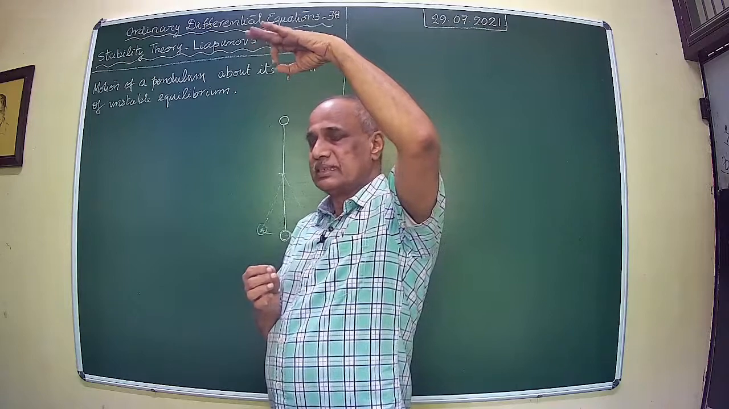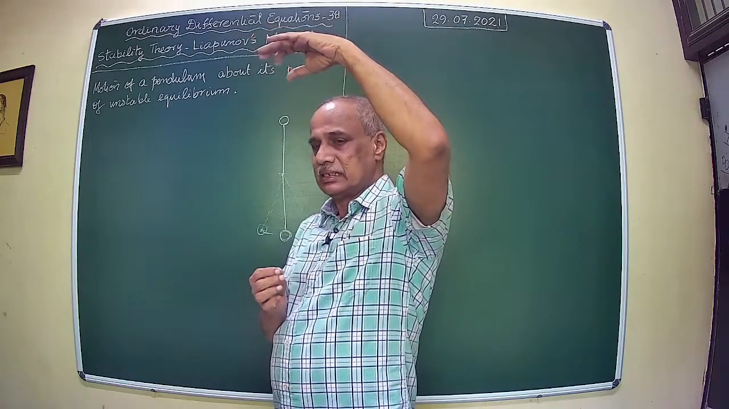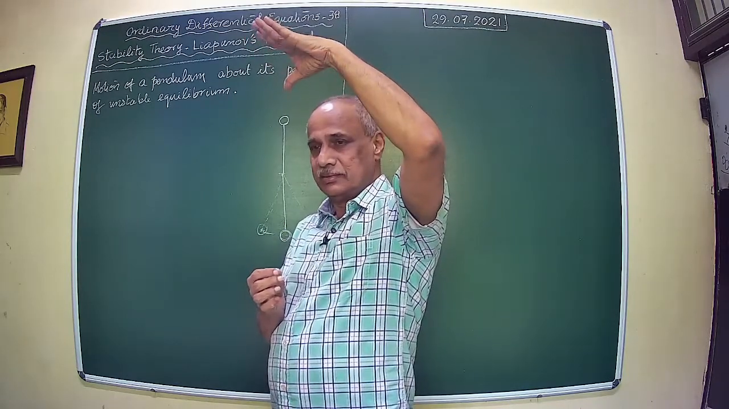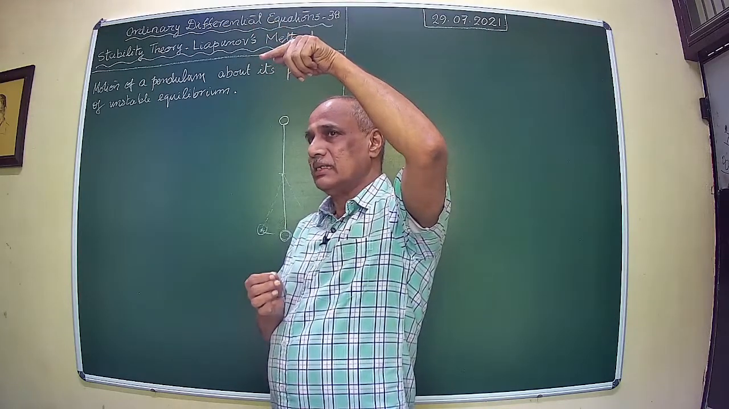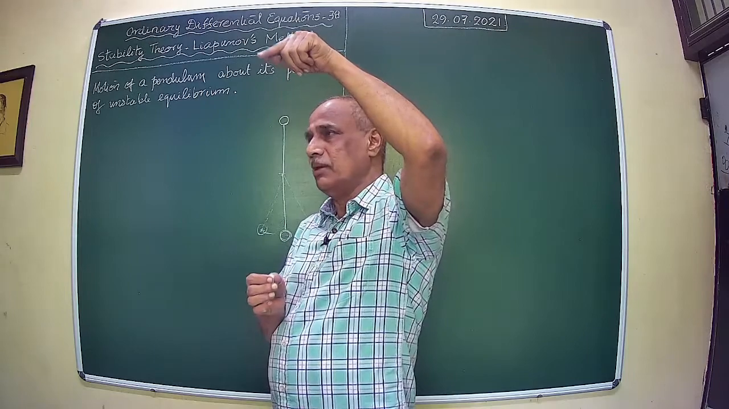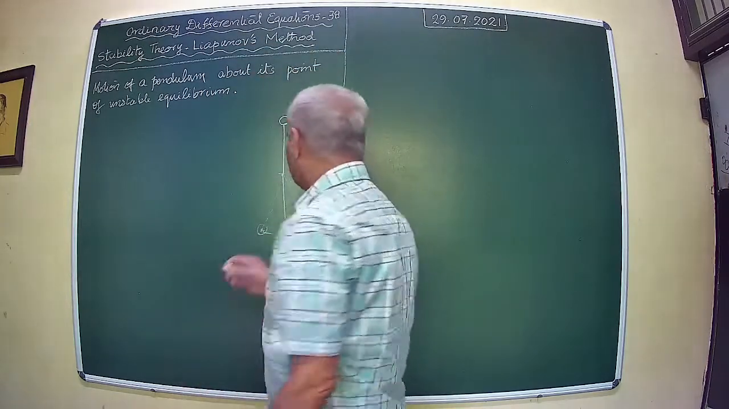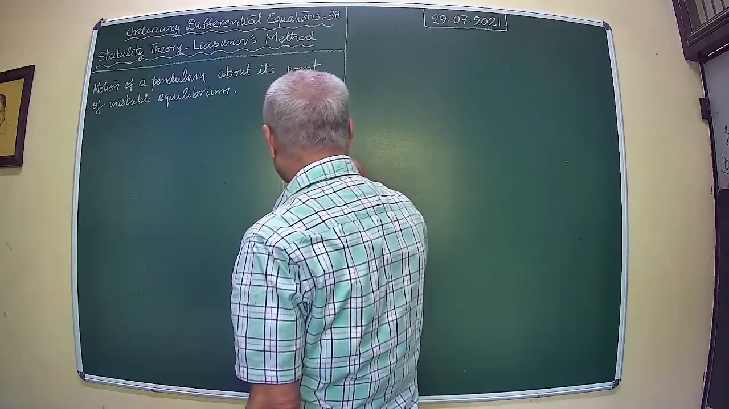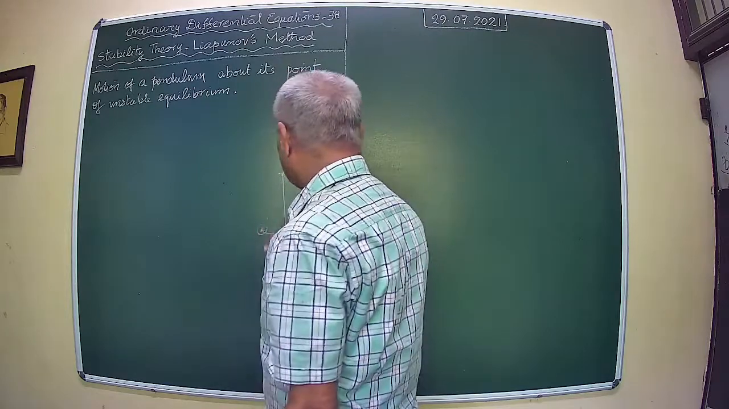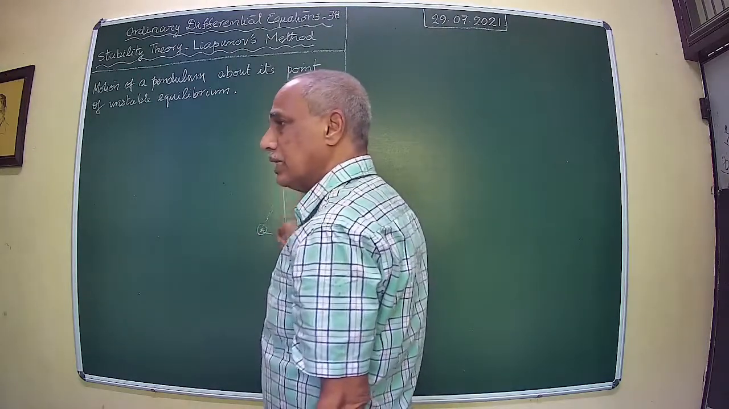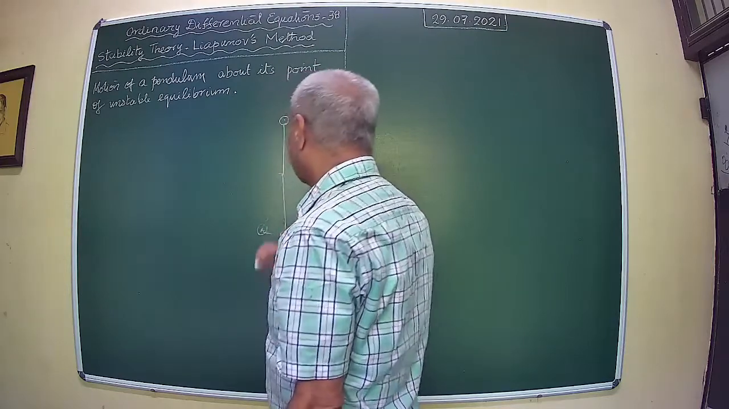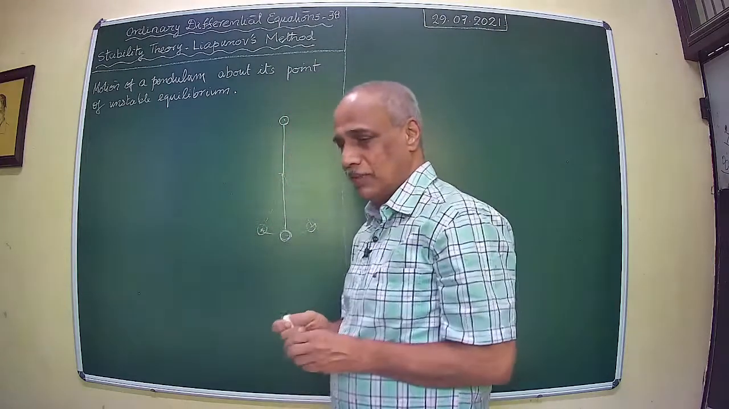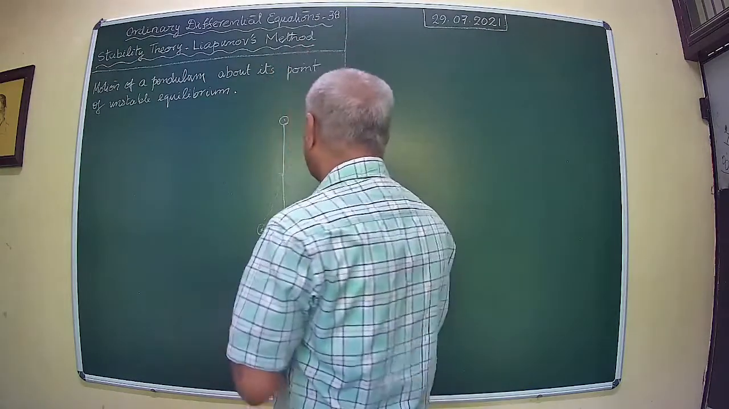What happens is the slightest perturbation would make the pendulum take this path and come down and then attain this equilibrium. Now this is a stable equilibrium, this is an unstable equilibrium point. Now we look at the problem about the unstable equilibrium point.